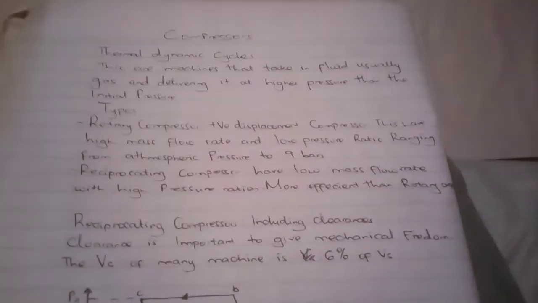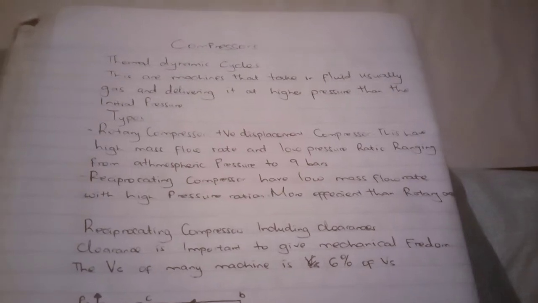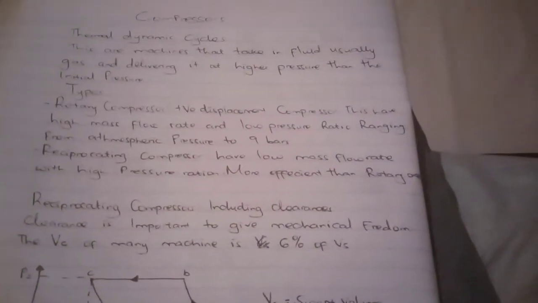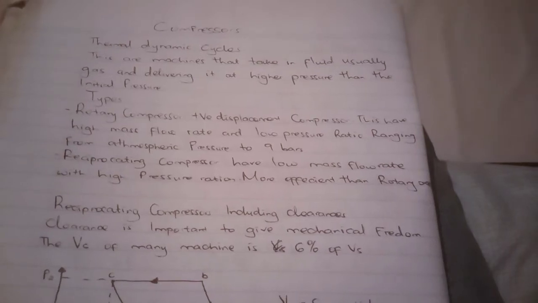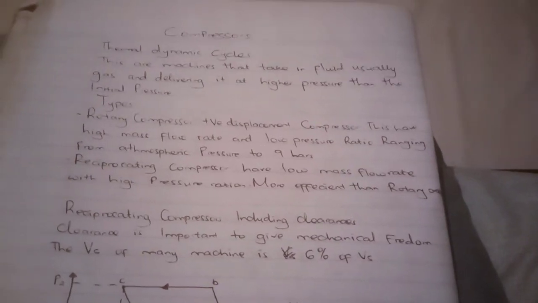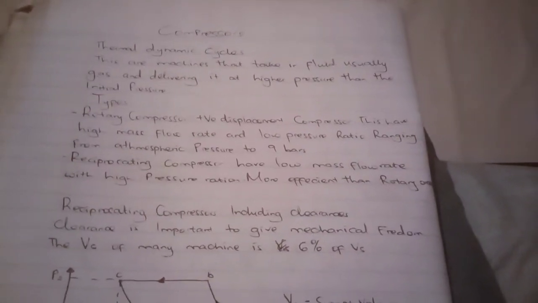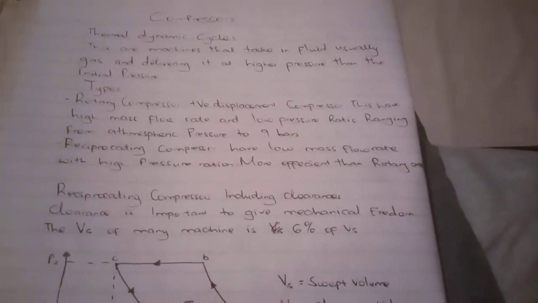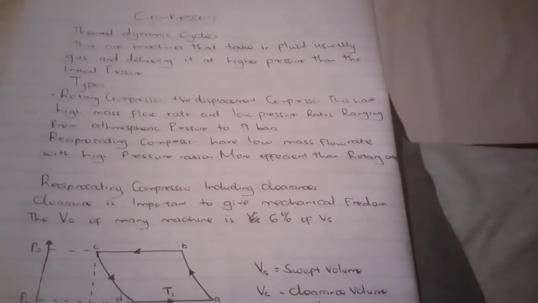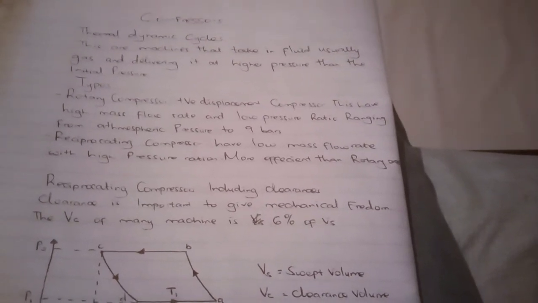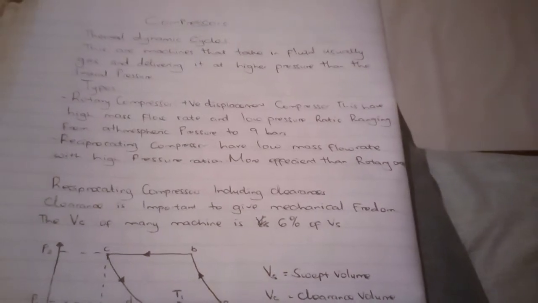That is rotary compressors. These are positive displacement compressors. These have high mass flow rate and low pressure ratio, ranging from atmospheric pressure to 9 bars. Reciprocating compressors have low mass flow rate with high pressure ratio, more efficient than rotary compressors.